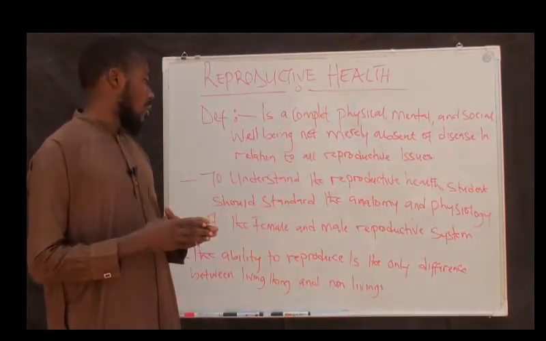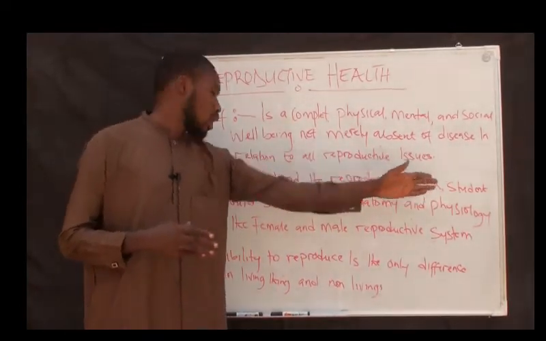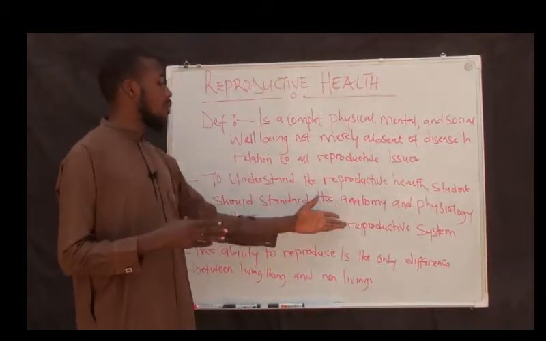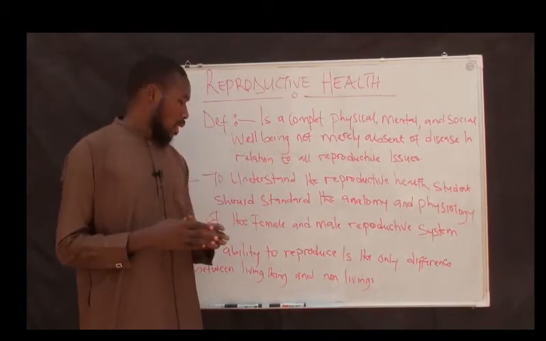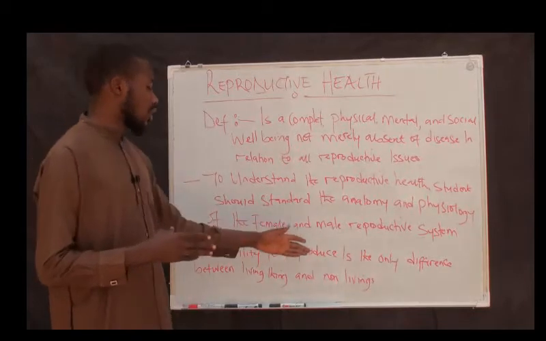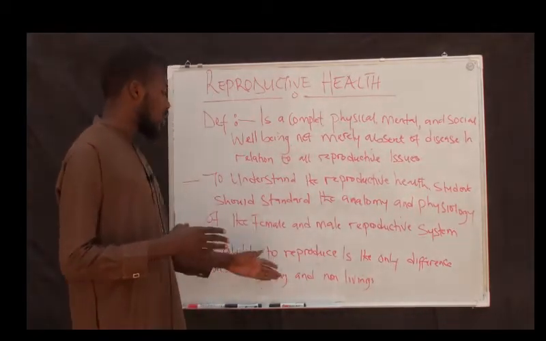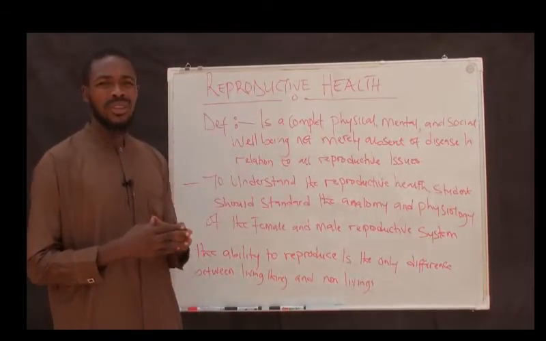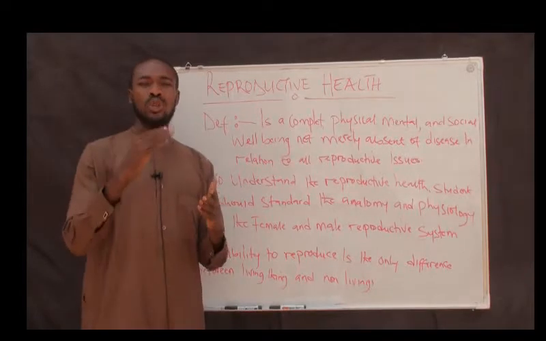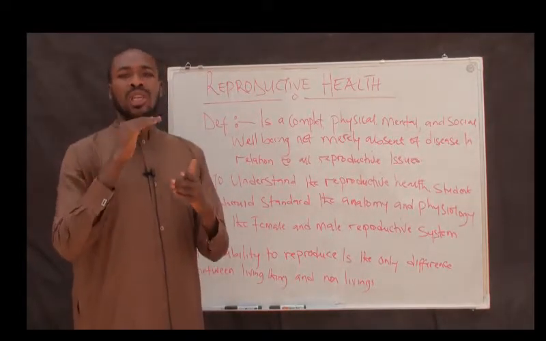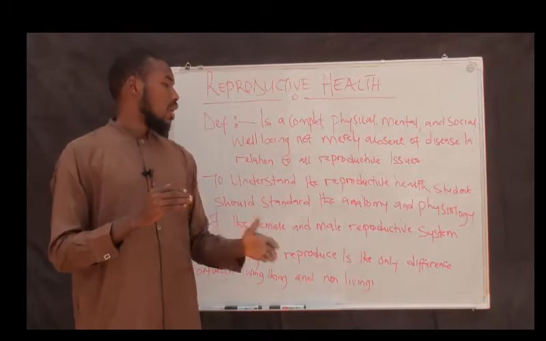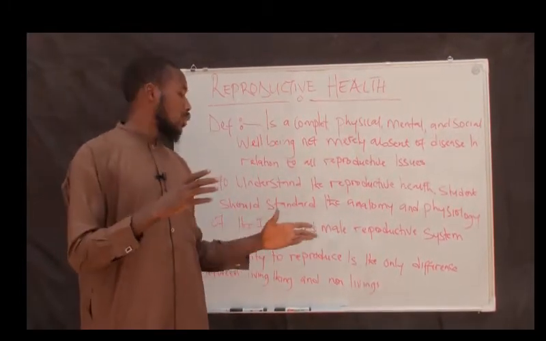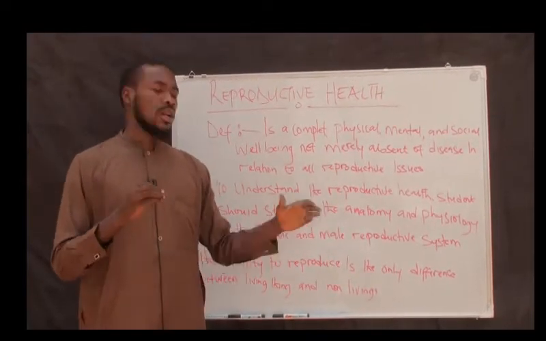To understand reproductive health, students should understand the anatomy and physiology of the female and male reproductive systems. The ability to reproduce is the only difference between living things and non-living things. Before reproduction can occur, male and female have to produce reproductive cells. The male reproductive cell is the spermatozoa, and the female reproductive cell is the ovum.